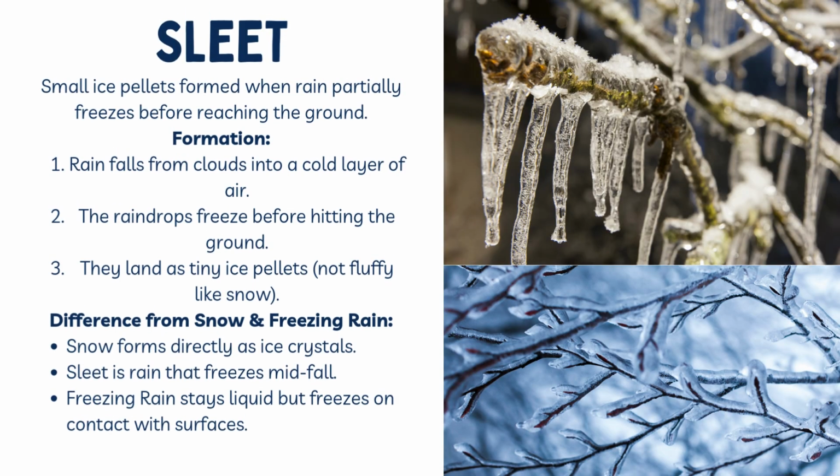Sleet occurs when raindrops pass through a layer of freezing air before reaching the ground. This causes them to freeze into small ice pellets. Sleet differs from snow because it starts as rain before freezing, while snow forms directly as ice crystals.